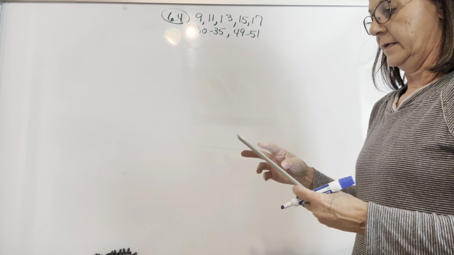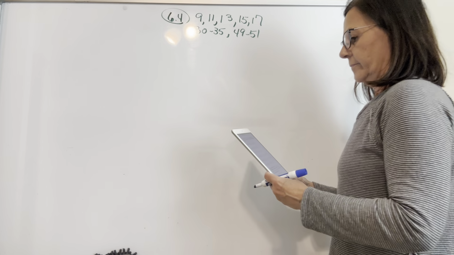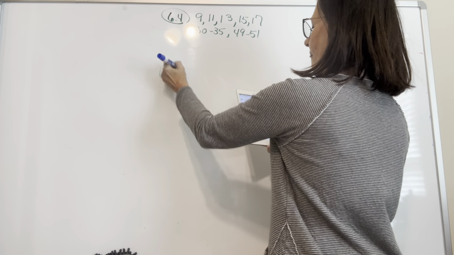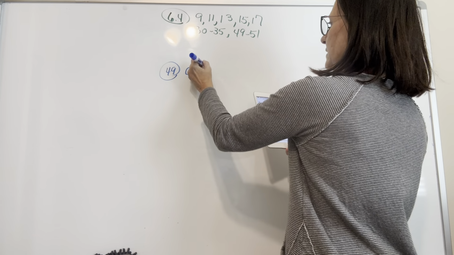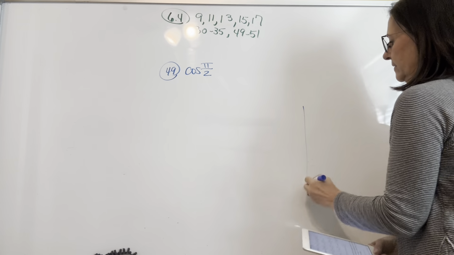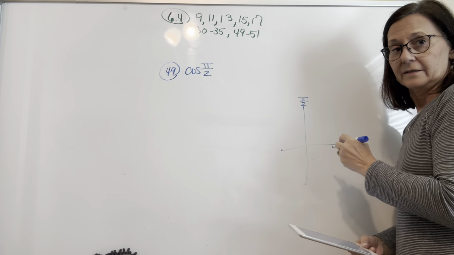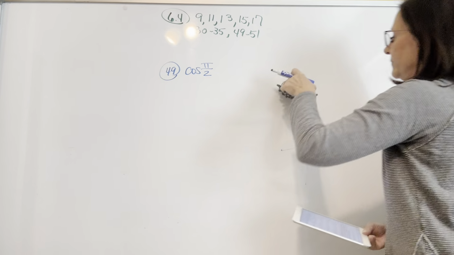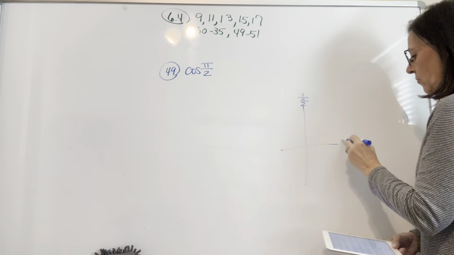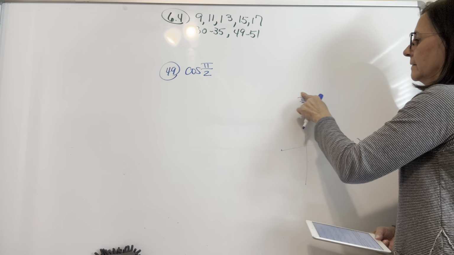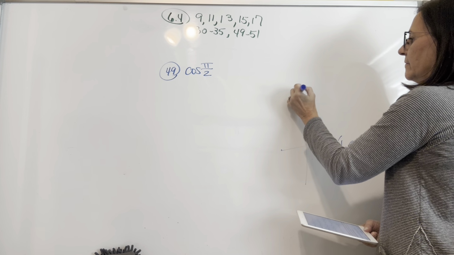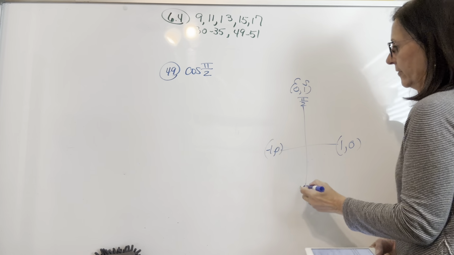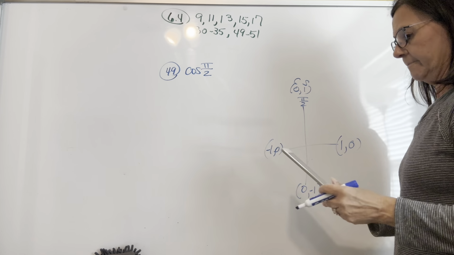All right, 49. Give a single number. 49 is the cosine of pi over 2. That's right here, right? If I'm thinking cosine, sine, it's 0, 1. We go from 1, 0 to 0, 1, to negative 1, 0, to 0, negative 1.